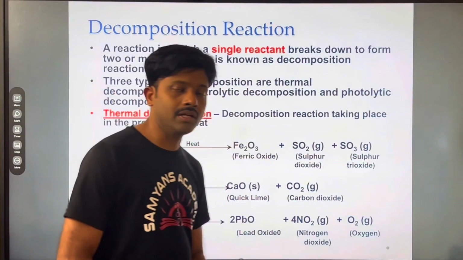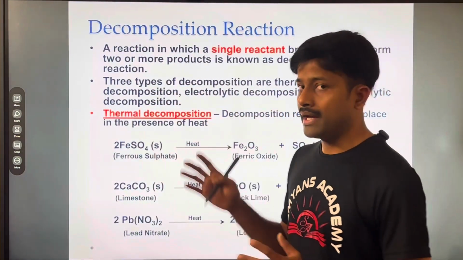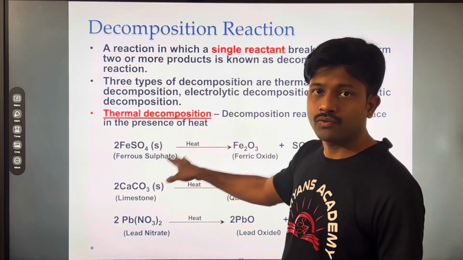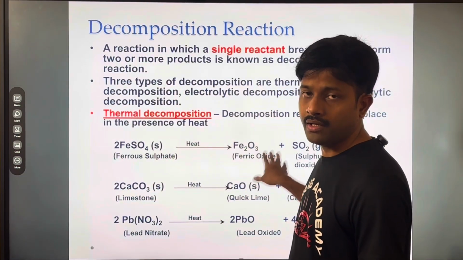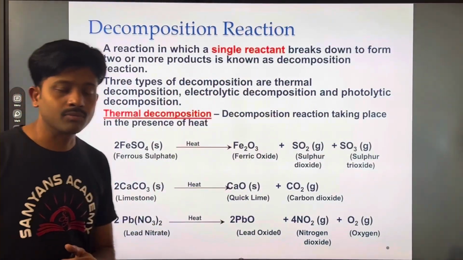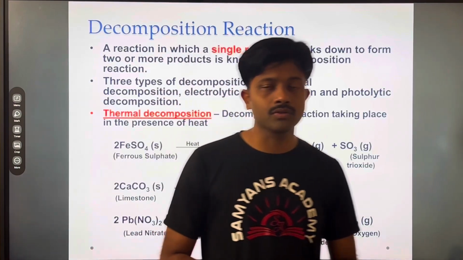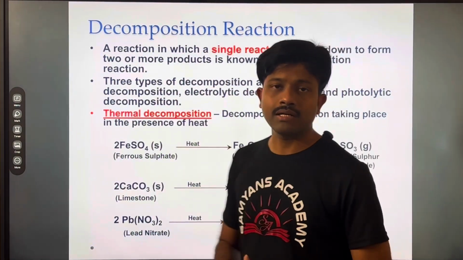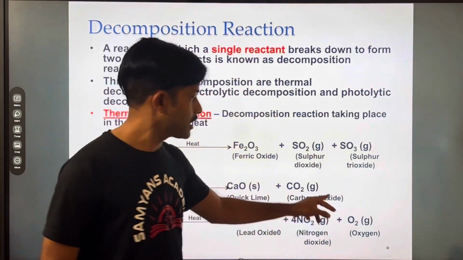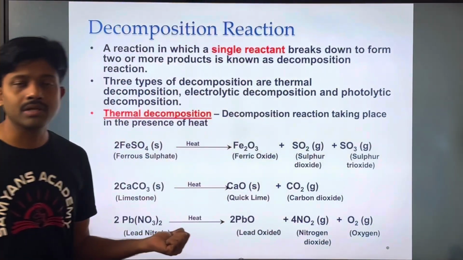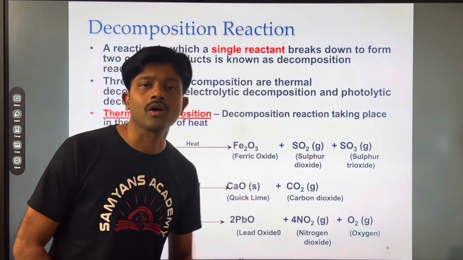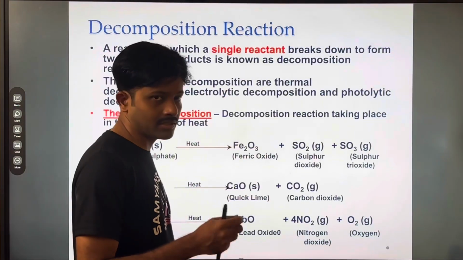Okay. Here we have the three reactions, and these reactions are carried out by heat. What is the first reaction? FeSO4. When you decompose FeSO4, what products do you get? Fe2O3, sulfur dioxide, and sulfur trioxide. And when you decompose calcium carbonate, you get calcium oxide, that is lime, which is in solid state, and also carbon dioxide gas. And when you decompose lead nitrate in presence of heat, it decomposes into lead oxide, nitrogen dioxide, and oxygen gas. Okay, this is the reaction of thermal decomposition.